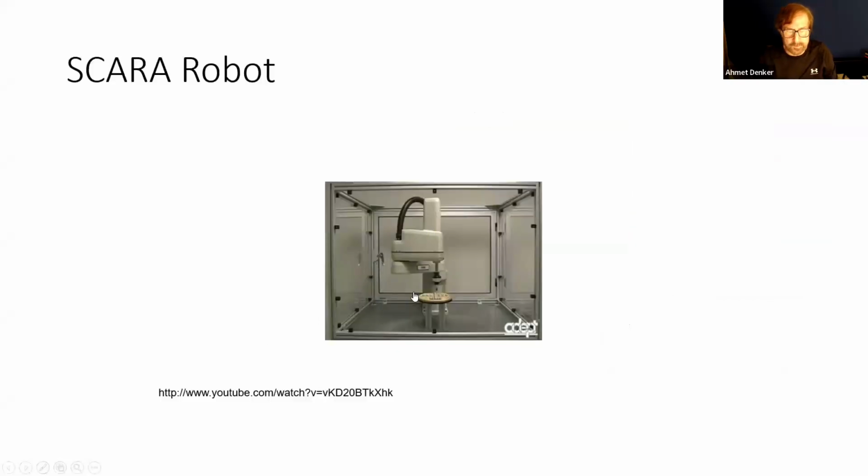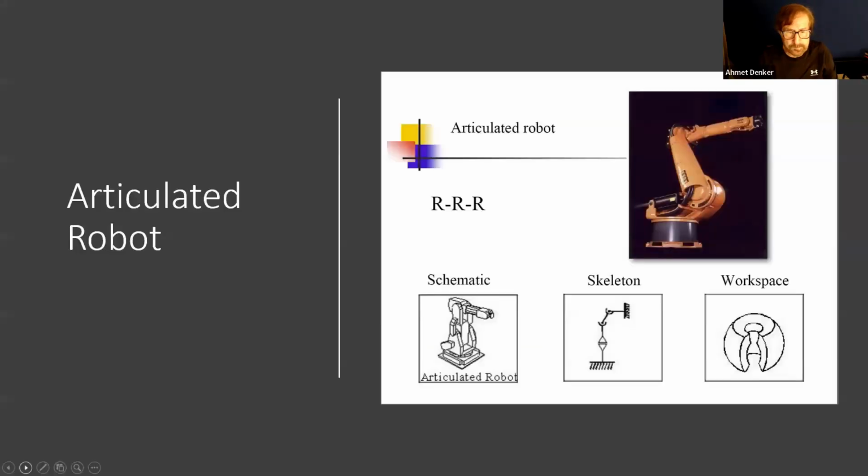Okay, here is the SCARA robot. I recommend you write SCARA robot into YouTube and watch one of these videos. Okay, articulated robot, RRR. Here also we use the same thing. We can use two R's like a prismatic joint to change the radius.